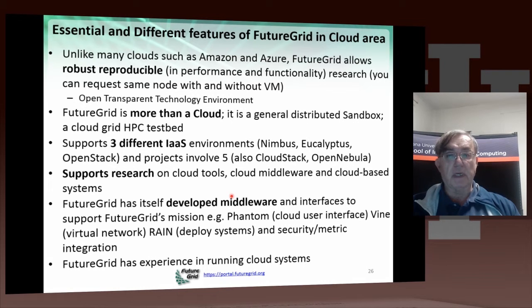We wanted to emphasize that there is an important difference between Amazon, Azure, and Google Compute Engine and FutureGrid, and that the commercial systems are aimed at production. They're not aimed at reproducibility. They give you answers, not reproducible answers. But FutureGrid aims to do robust, reproducible experimentation in support of research. And so it means you can request a node and you can get it with and without virtual machines.